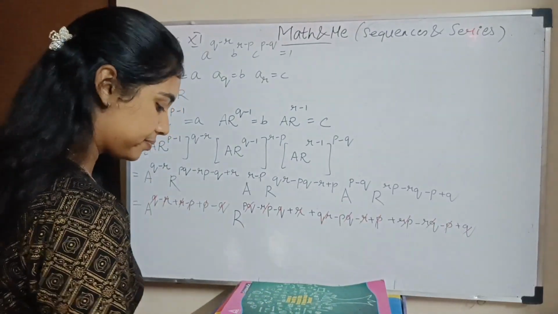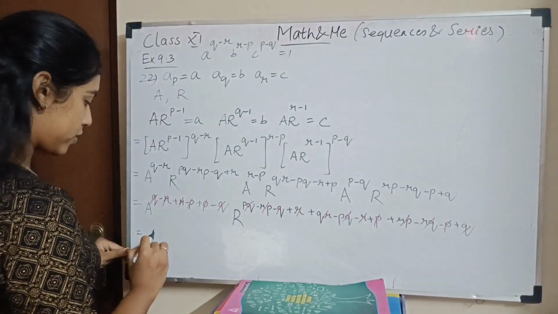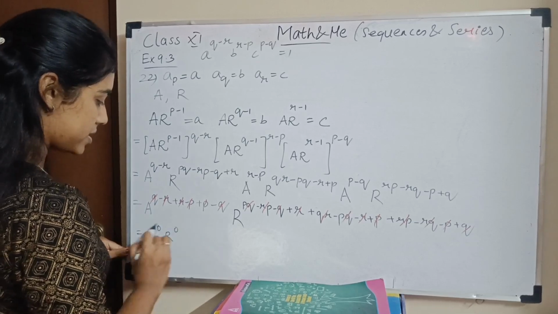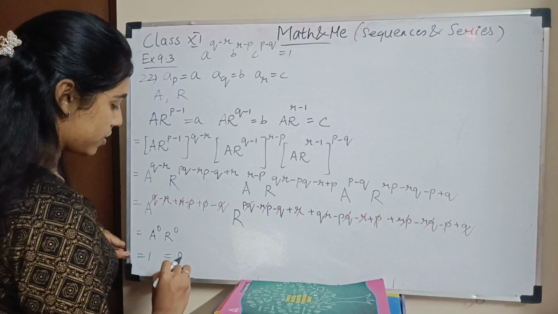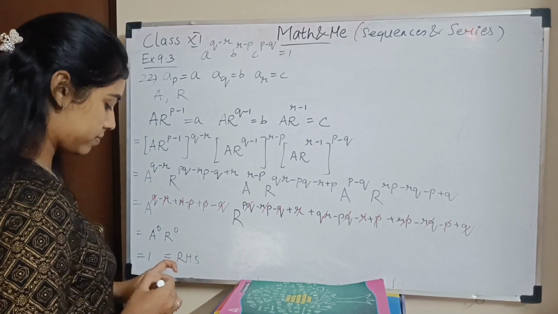What do you have? You have A to the power 0, R to the power 0. Any number or variable to the power 0 is 1, which is equal to the RHS. Hence proved. Okay?